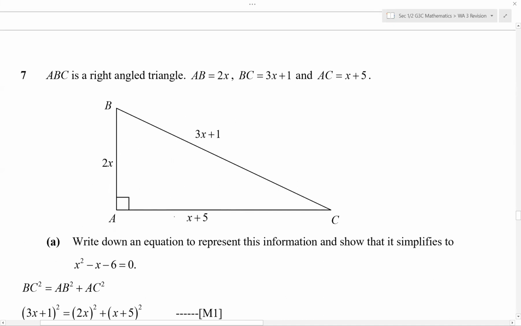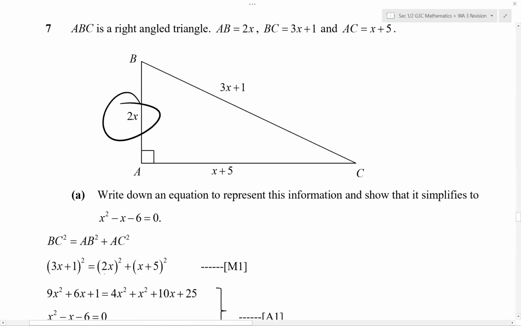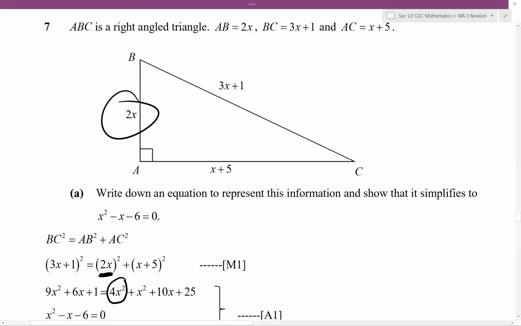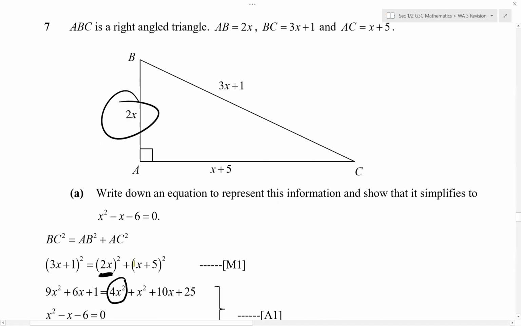Just a reminder for your expansion. Easy to say, square the 2x, but what would you obtain? Are you going to get 2x squared or 4x squared? So be very careful. When you square the 2x, you're going to end up with 4x squared. When you square the x plus 5 squared, you are going to end up with x squared plus 10x plus 25.